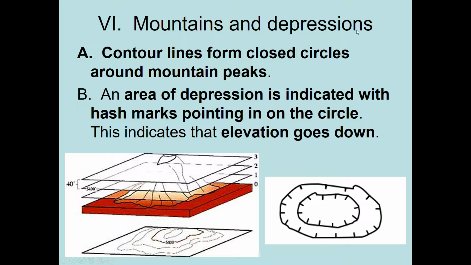All right, mountains and depressions. Contour lines form closed circles around mountain peaks. An area of depression is indicated with hash marks pointing in on the circle. This indicates elevation is going down. So this right here, right? Imagine Death Valley, it's under the sea level.